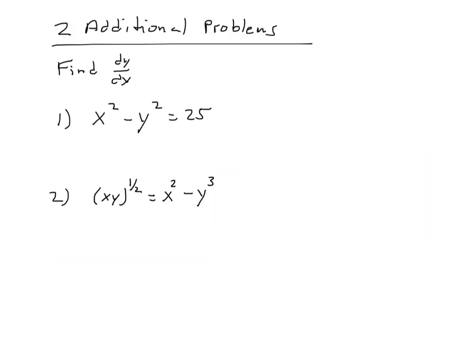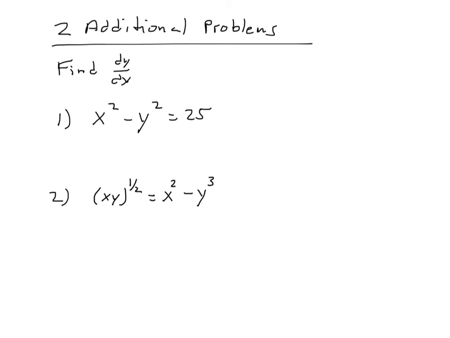Here are two additional problems I would like you to try, and include these on your whisk, at the back of your whisk, in terms of what you did on these problems. The first one, again I want you just to find dy dx, is when you have x squared minus y squared equals 25. This will be very similar to the first problem we did, the first example, so if it helps, take a look back at that one.